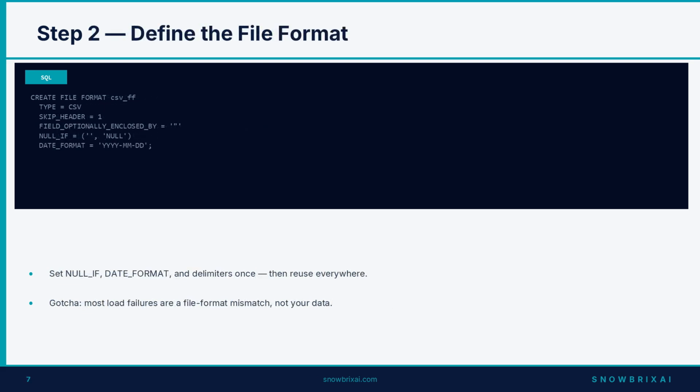Step 2. We define the file format. This tells Snowflake exactly how to read each file. We create a file format, set type CSV, skip the header row, and tell it fields may be wrapped in double quotes. You also set things like null if, your date format, and your delimiters. Set them once, reuse them everywhere. Now here is the gotcha that bites everyone.